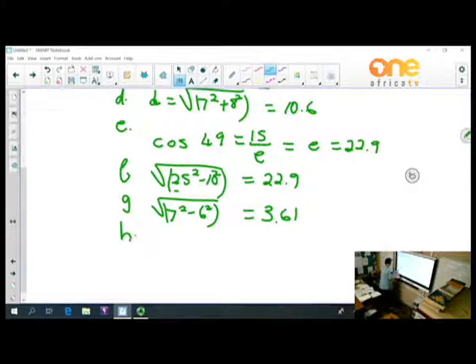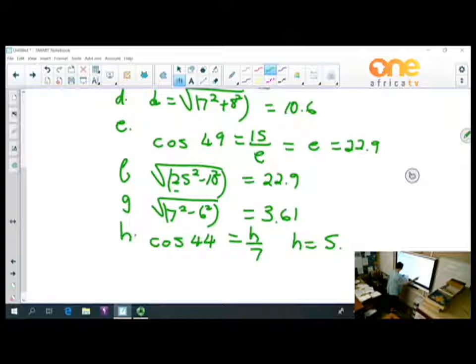3.61. Number H. Which function there? Cosine. So cosine 44 is equal to H over 7. Which method? Top times. So 7 times cosine 44 is equal to 5.04.